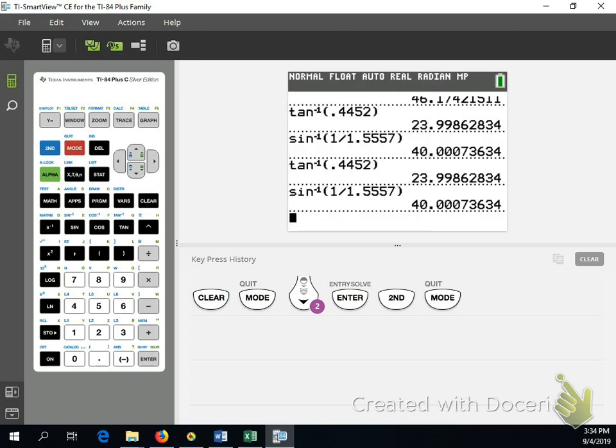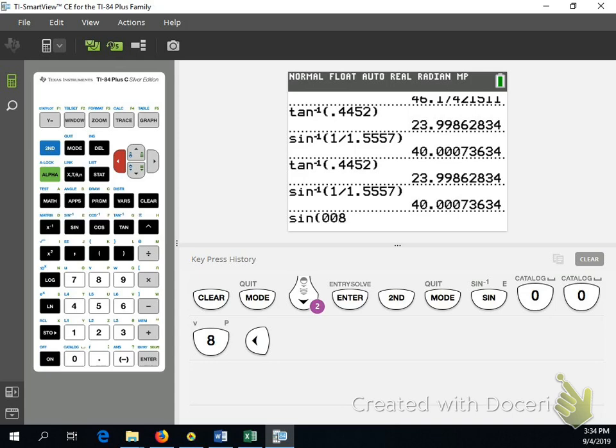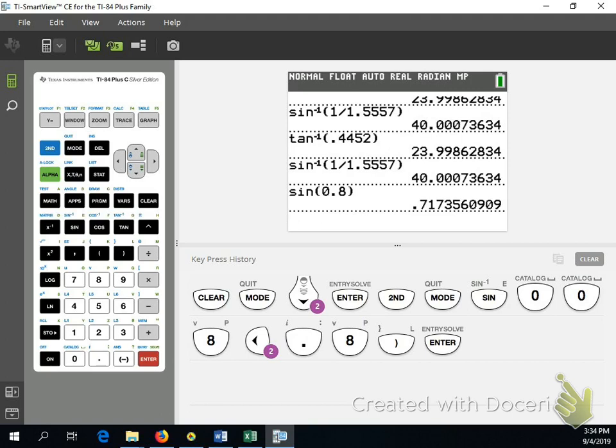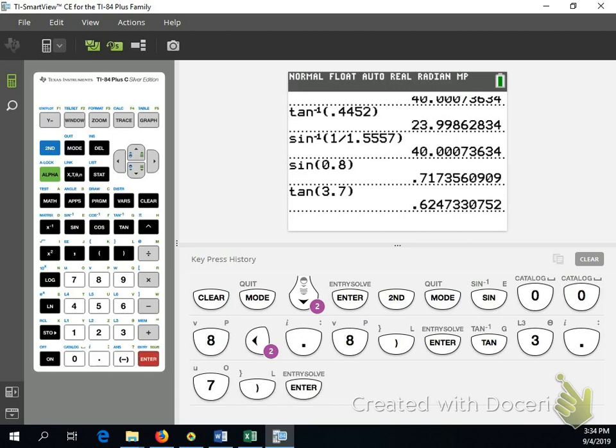And then it just becomes a matter of typing them in. So sine of 0.8, you literally type in sine 0.8, and hit enter. And that's the sine of 0.8, 0.7174. Okay? Tangent of 3.7 would be the same. Tangent of 3.7, boom, 0.6247.